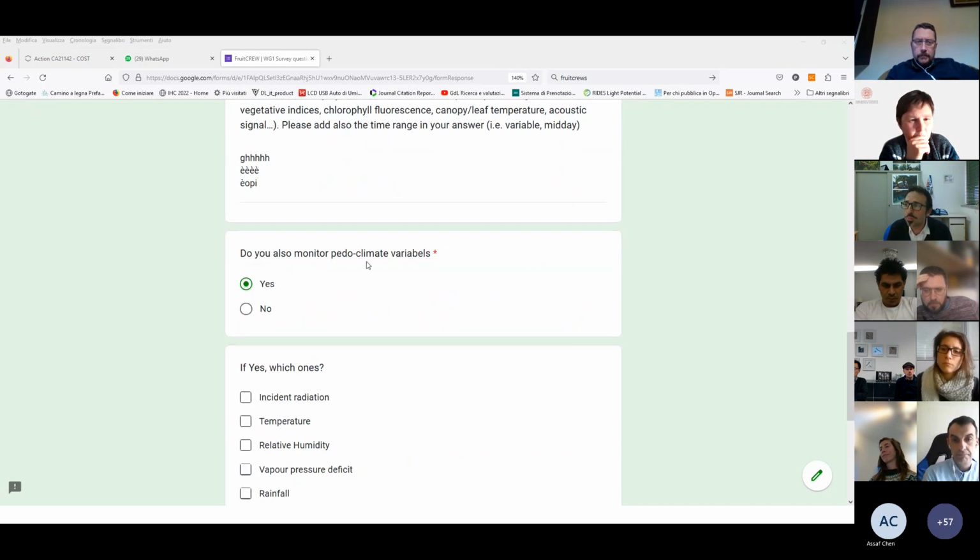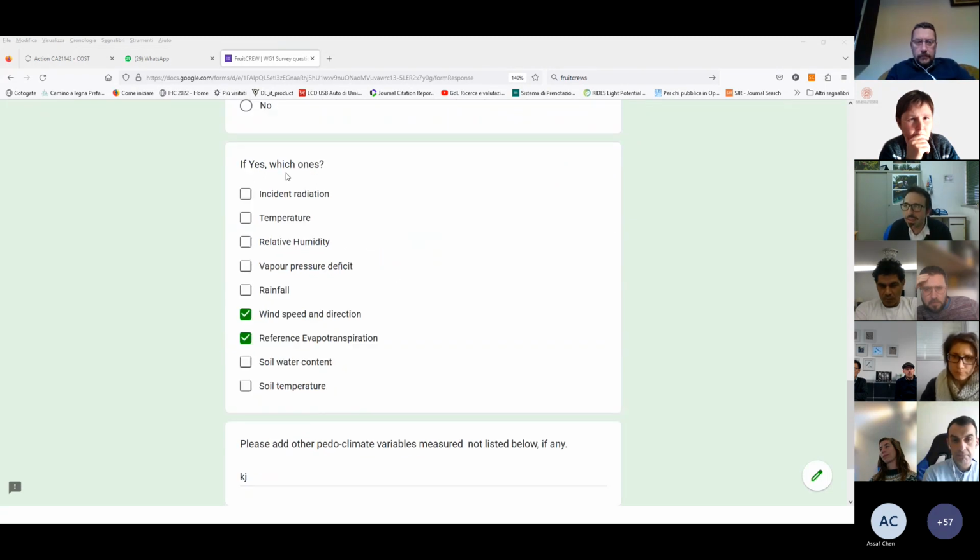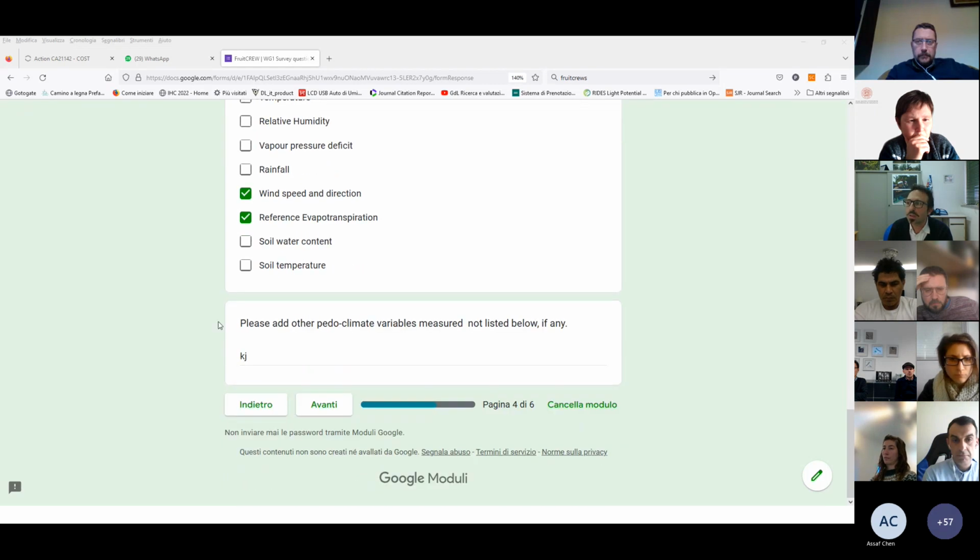Do you also monitor pedoclimate variables? So if you have data about pedoclimate, again here some variables: incident radiation, temperature, relative humidity, and so on, soil water content and soil temperature, and pedoclimatic variables, so extra variables not included in this list.